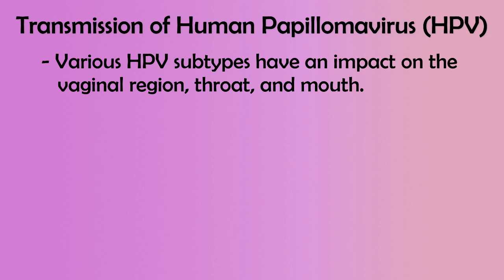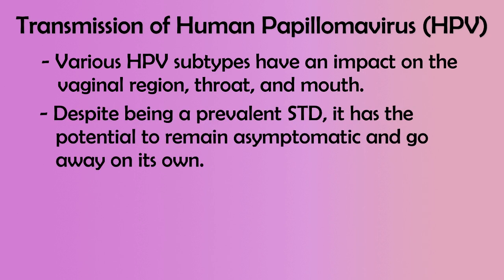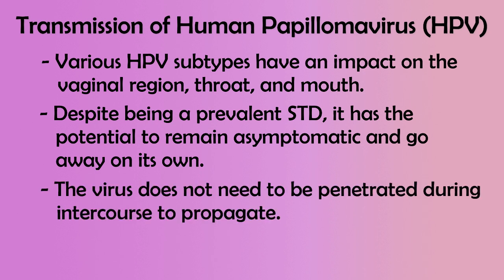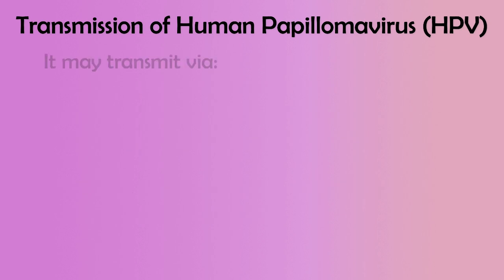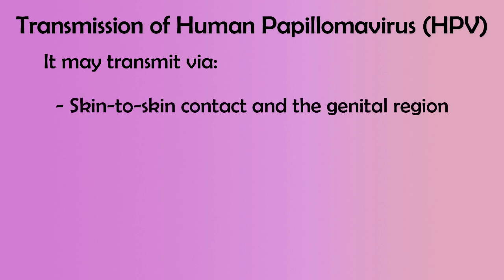Various HPV subtypes have an impact on the vaginal region, throat, and mouth. Despite being a prevalent STD, it has the potential to remain asymptomatic and go away on its own. The virus does not need penetration during intercourse to propagate. It may transmit via skin-to-skin contact, the genital region, and through body fluids.